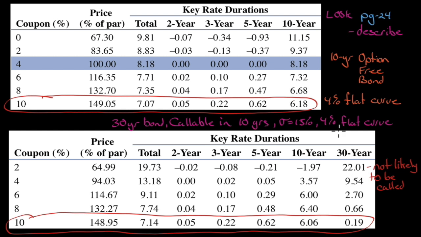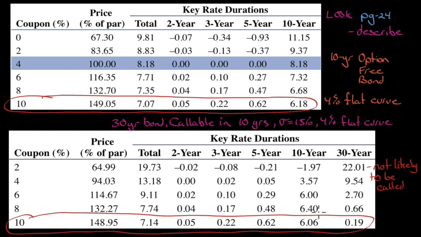And since it's very likely to be called, look what happens. It starts acting like a 10-year straight bond. Because if it's callable in 10 years, it will have a duration of what a 10-year non-callable will be. Look at what we have here for the price, 149.05, 148.95. Look at the total duration, 7.07 versus 7.14. All of the key rate durations are the same, except the 30-year will still keep a tiny bit, but the 10-year is the major contributor to duration.